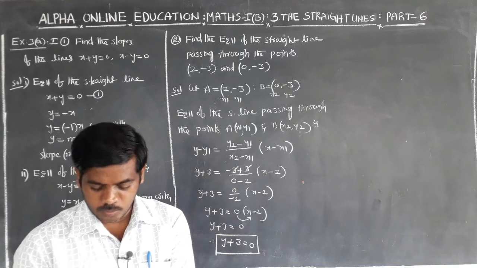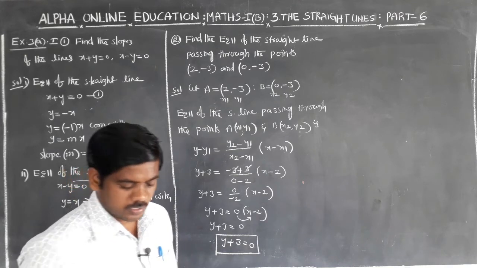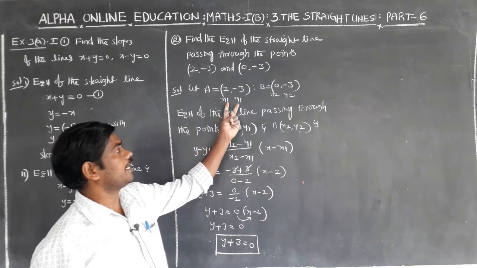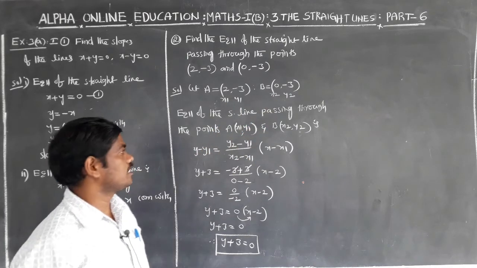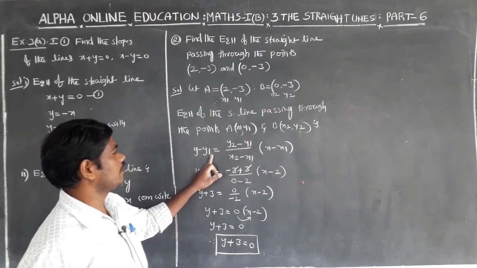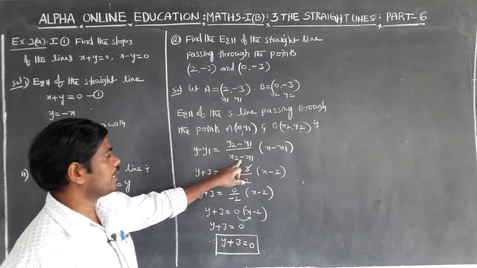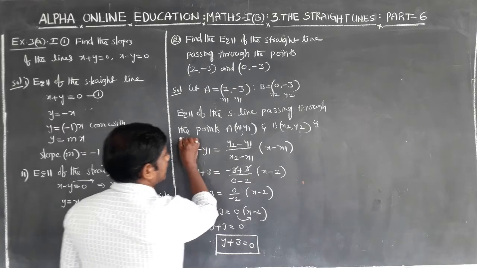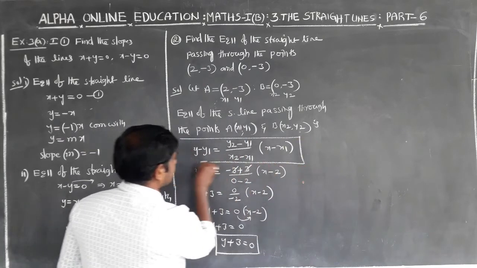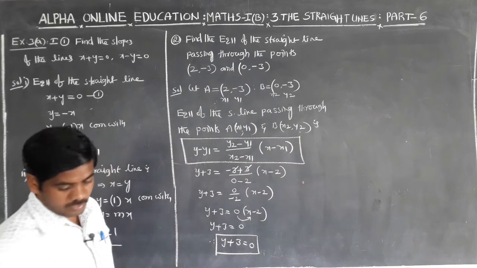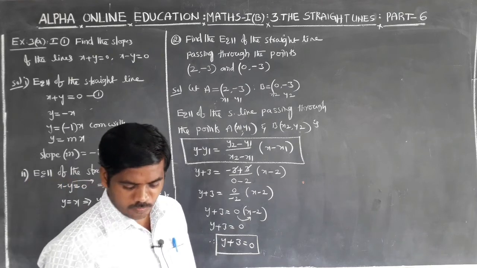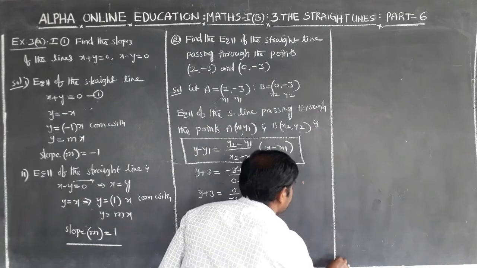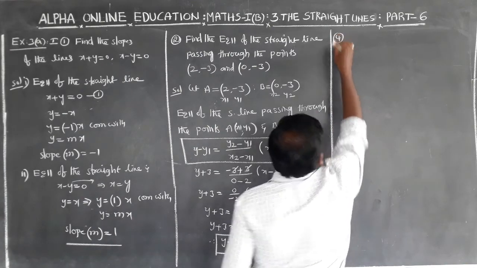This is the equation of the straight line passing through the 2 points: y minus y1 is equal to y2 minus y1 by x2 minus x1 into x minus x1. This is the formula. Next one is the fourth problem.